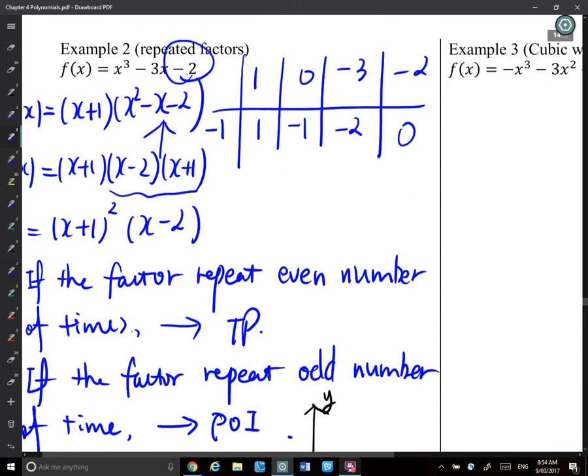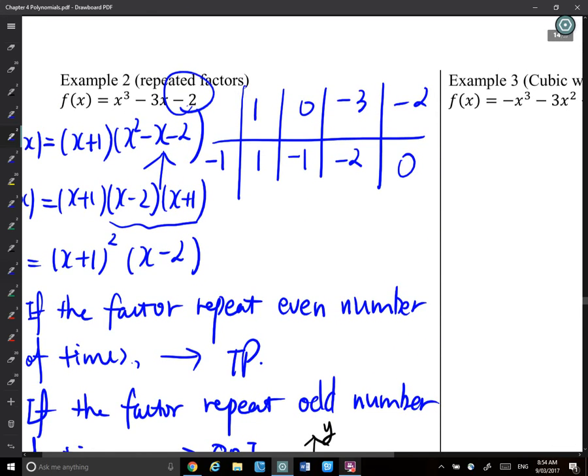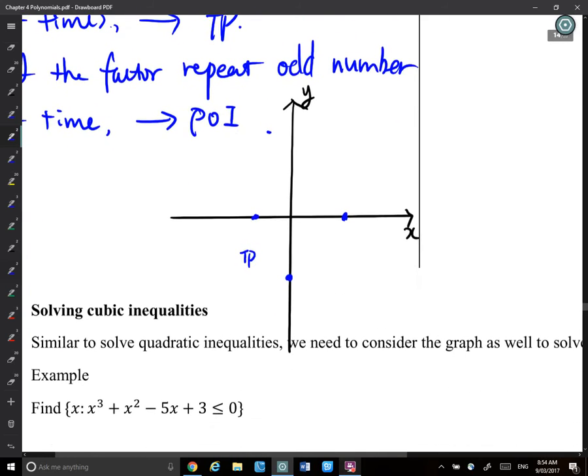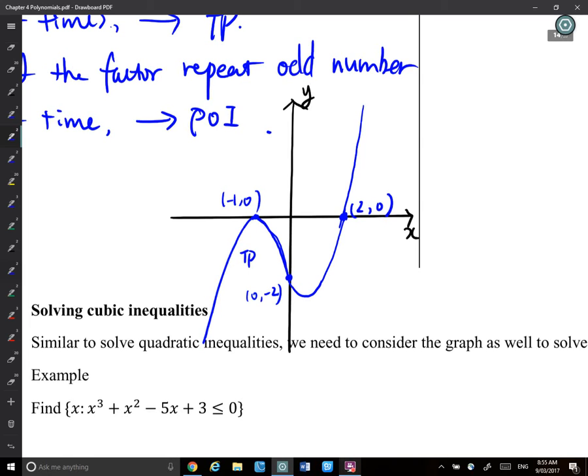And the coefficient is 1. So for the x, the first number here is 1, so it's a positive number. If it's a positive number, you start from the top. You go through that point, but you do not pass through that one, you will turn down because it's a turning point. So that's negative 1, 0. That's 0, negative 2, and that gives you 2, 0. You need to know where to start.